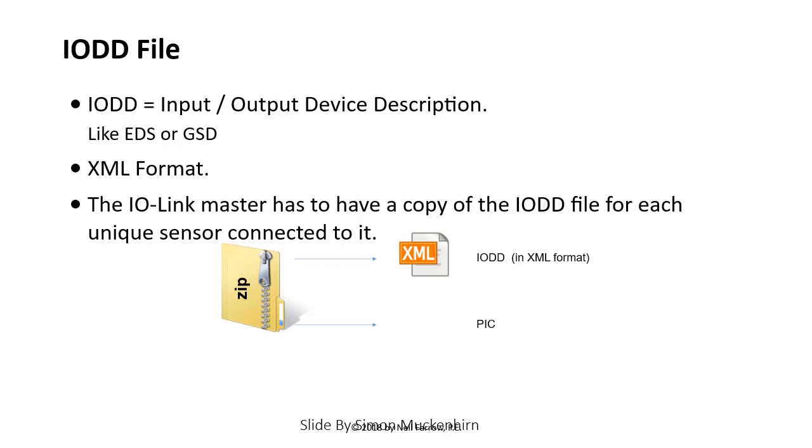When you're commissioning a machine or doing a startup, it's really nice to have that picture of what the sensor looks like when you have multiple sensors, just to make sure you have everything correct. When you load the IODD, load it as a zip file. You don't load the two components separately.